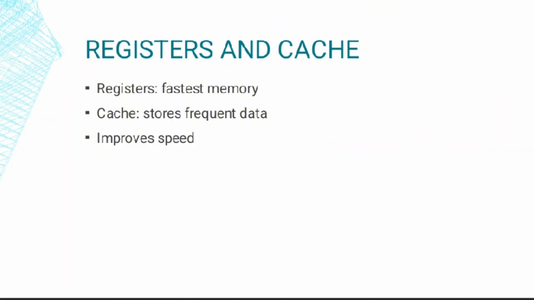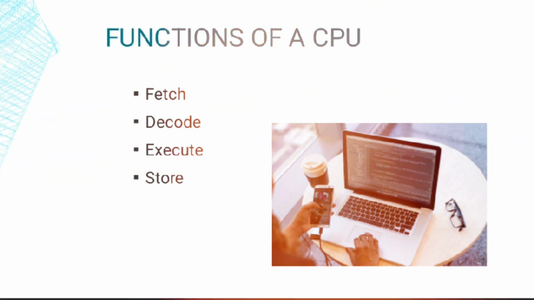Then registers and cache. Registers are very small and fast memory locations inside the CPU. They temporarily store data and instructions currently being used. Cache memory stores frequently accessed data so the CPU can retrieve it quickly, improving overall system speed. Moving on to the ninth slide.